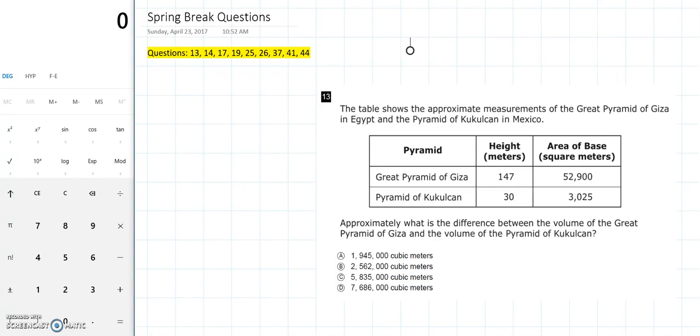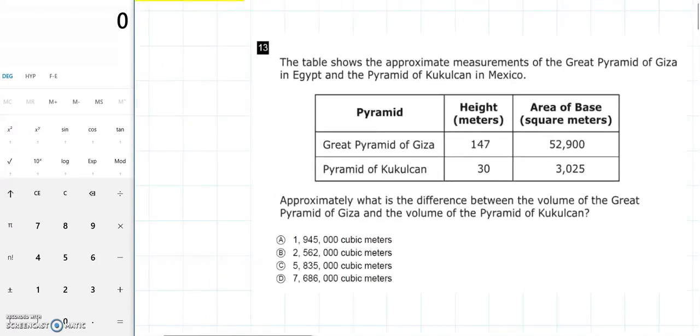Hi everyone, we're going to go over a couple of those spring break questions that I required you to do from the EOC Do Now packets from the district. So we're going to take a look at the questions that are listed: 13, 14, 17, 19, 25, 26, 37, 41, and 44. So get that packet handy and pause to read the questions because I'm going to go through them pretty quickly. Alright, let's take a look at the first one.